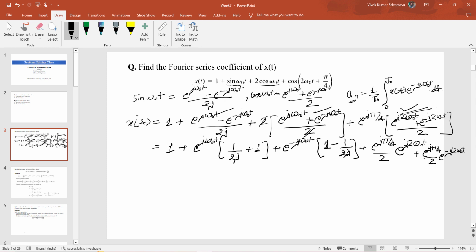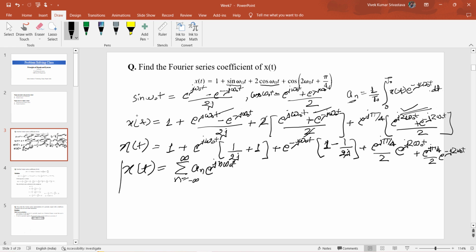Okay, so now we can compare this x of t with the summation n equals minus infinity to infinity of a n e raised to the power j n omega naught t.